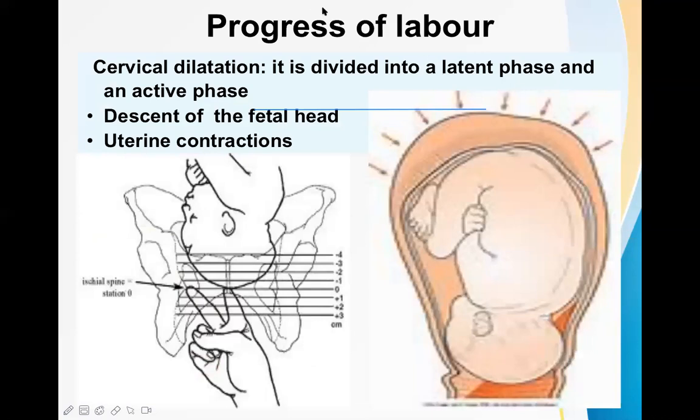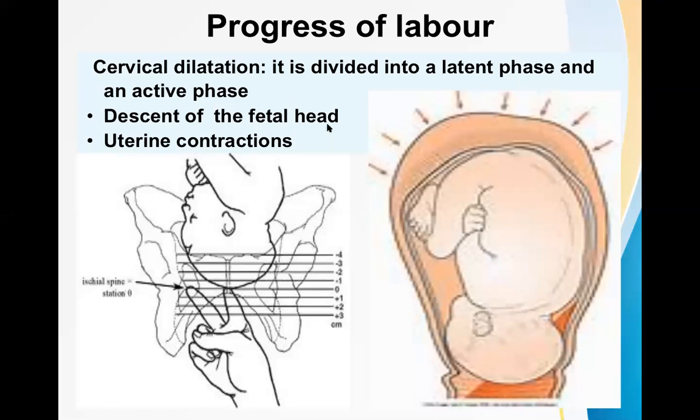Okay, now see here. This slide is telling us about the progress of labor. Progress of labor is judged by many different parameters. One is cervical dilation, which we have just talked about. In the latent phase, it reaches about 3 to 4 centimeter, and in the active phase, it will start from that 4 centimeter till the 10 centimeter. We have done that before.